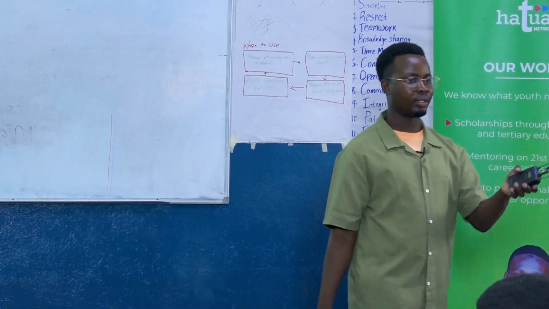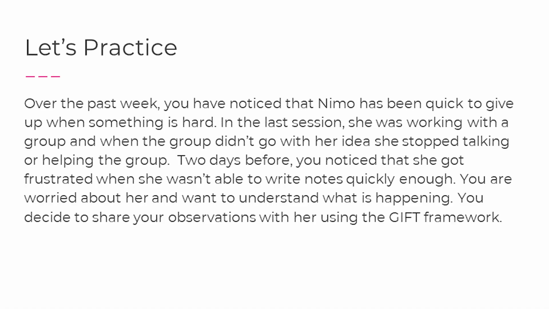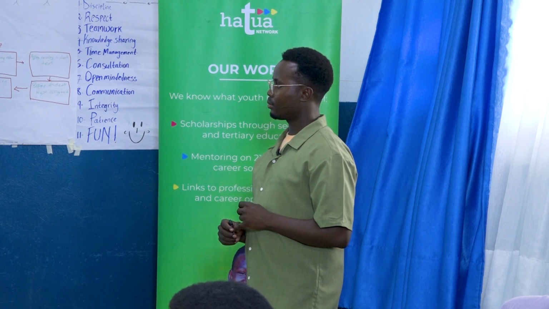Over the past week, you have noticed that Nemo has been quick to give up when something is hard. In the last session, she was working with a group, and when the group didn't go with her idea, she stopped talking or helping the group. Two days before, you noticed that she got frustrated when she wasn't able to write notes quickly enough. You are worried about her and want to understand what is happening. You decide to share your observations with her using the GIFT framework.